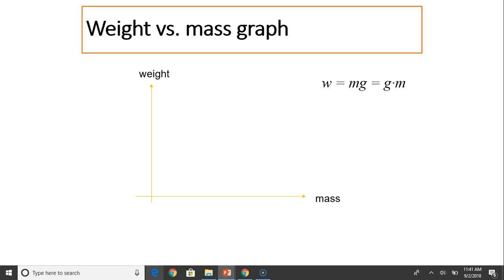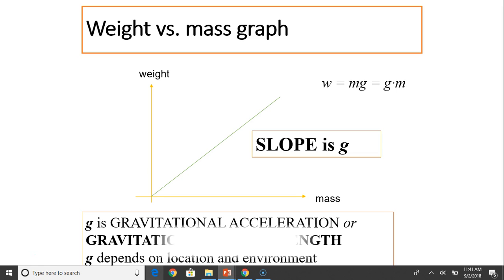Weight versus mass graph. W equals mg, weight is directly related to mass, so the graph is a straight line. Now this slope is represented by g. So g is the slope. What is g? Gravitational acceleration or gravitational field strength. g depends on location and environment.